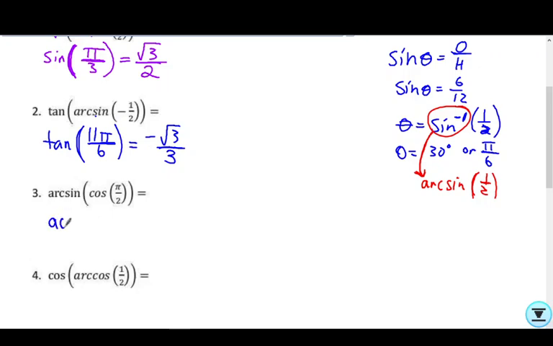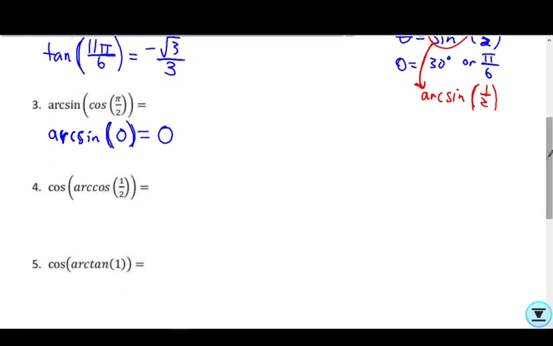So again, arc sine of cosine at pi over 2. What is cosine at pi over 2? That's 0. Now, we need to find what angle measure is sine 0. Well, where is sine 0? At 0. Okay. Now, number 4.